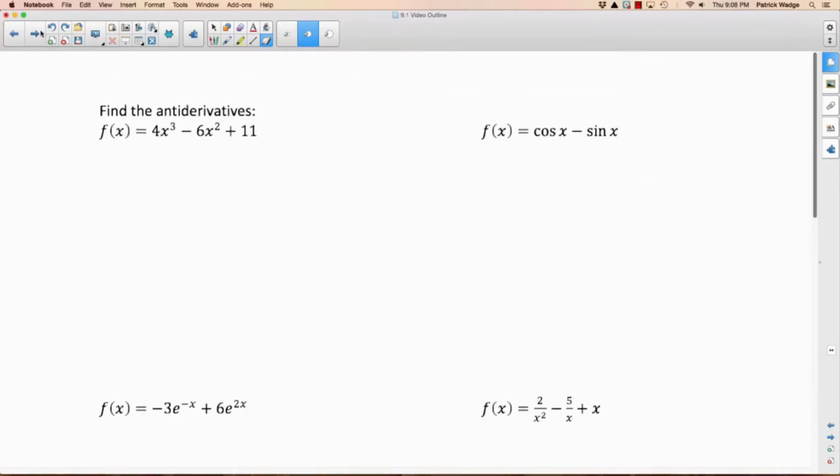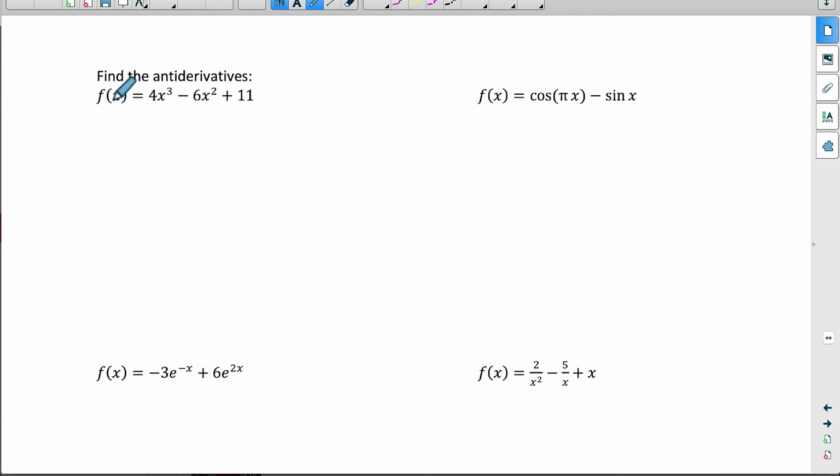Okay, let's try some examples here. Here we have f of x, which is 4x cubed minus 6x squared plus 11, and we want to find the antiderivative. We could also say we want to find the integral of this. We often represent the integral, the antiderivative, with the capital letter of whatever the small letter is here. So I'll do that. F of x equals. So how do we do this?